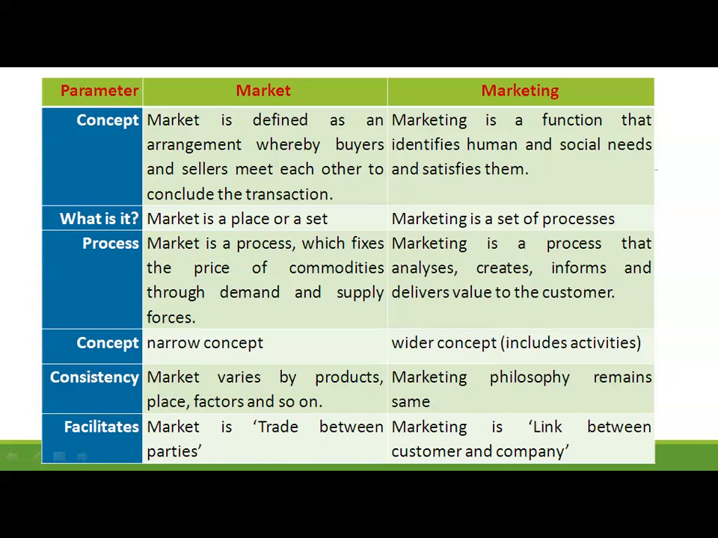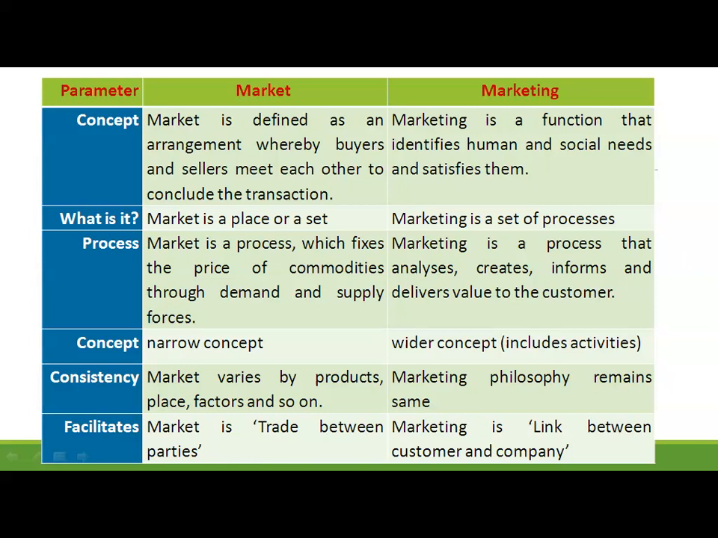First is the definition. So, market is defined as an arrangement whereby buyers and sellers meet each other to conclude the transaction between them. And marketing is a function that identifies human and social needs and tries to satisfy them. Now, what is the market? So, market can be a place or it can be a set, meaning if it is in the form of a digital market, then it is a set. And marketing is nothing but a set of processes with various activities.